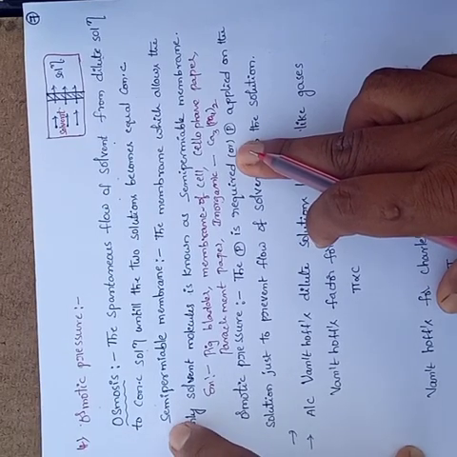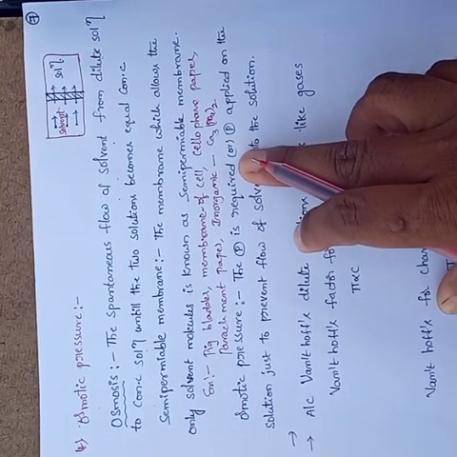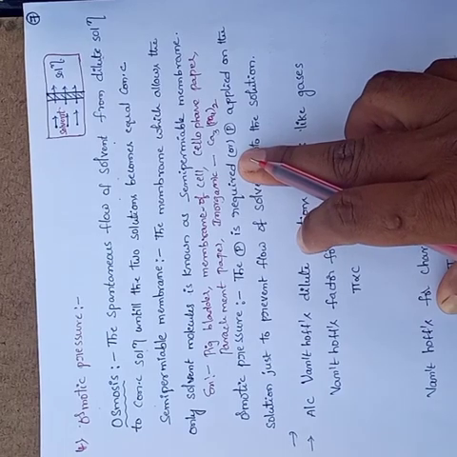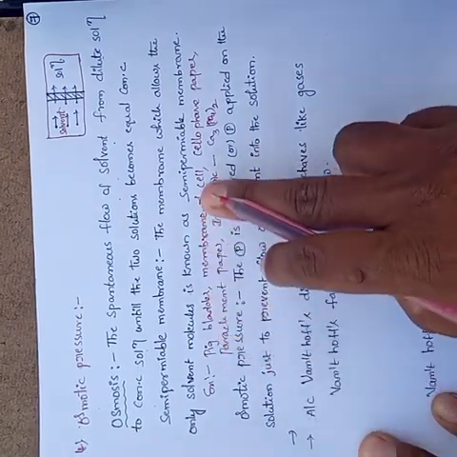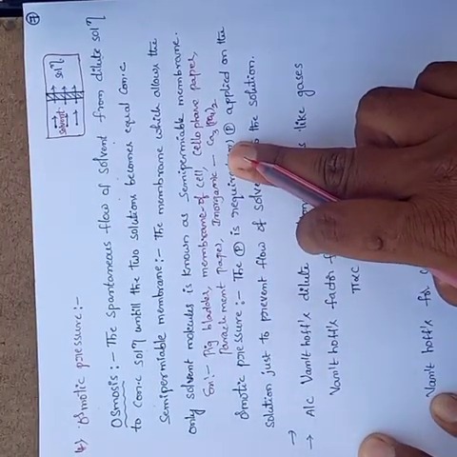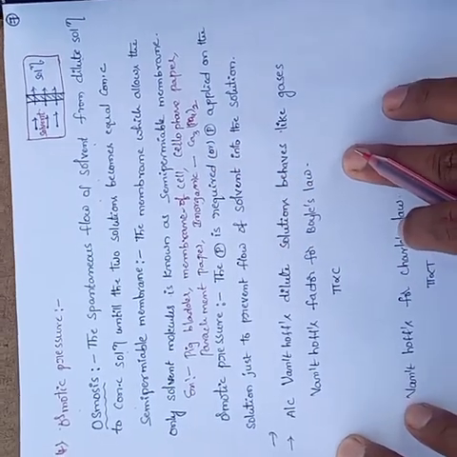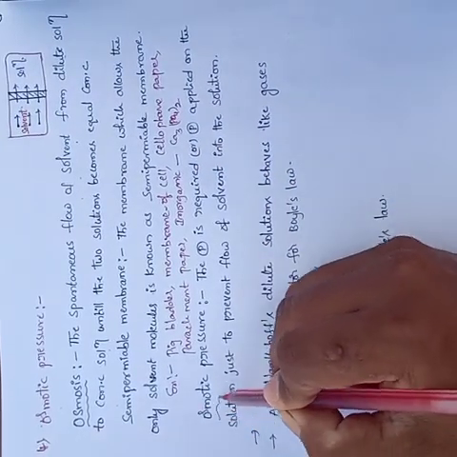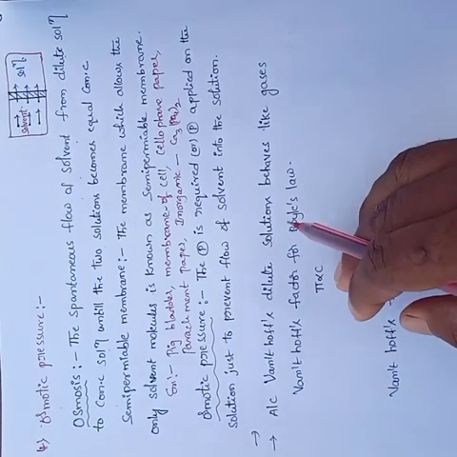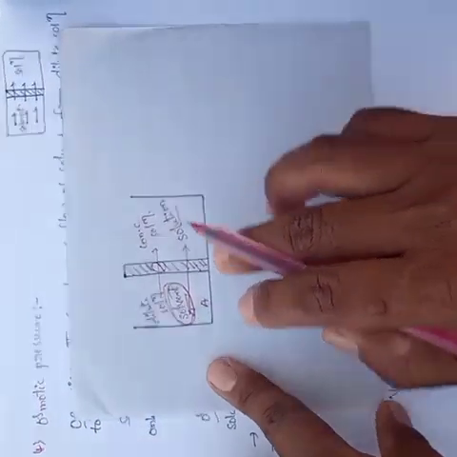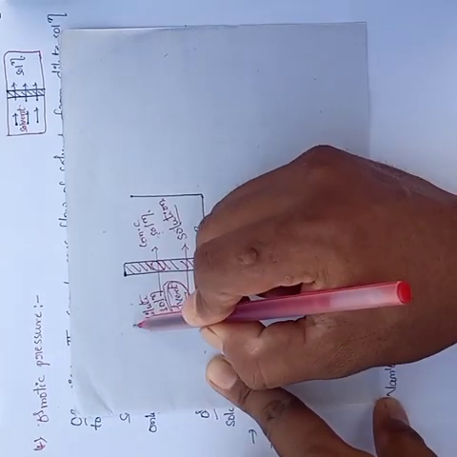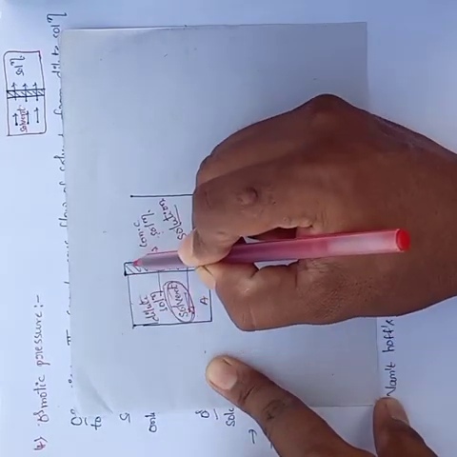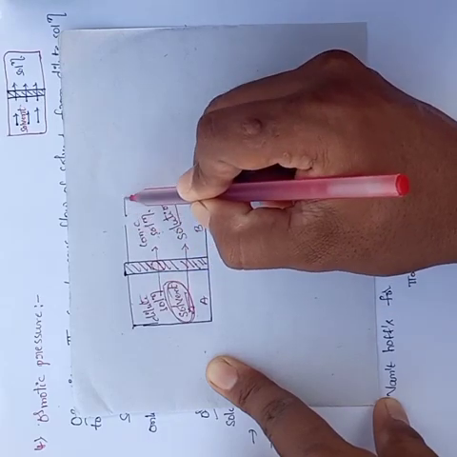Semi-permeable membrane means what? The membrane which allows only solvent molecules but not the solute molecules is known as the semi-permeable membrane. These are some examples of semi-permeable membranes. The next topic is osmotic pressure. Earlier we discussed the osmosis process and the semi-permeable membrane. Now you can take this in a closed container.